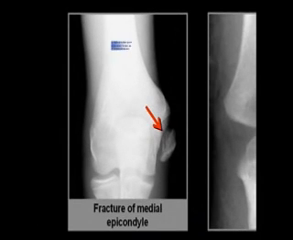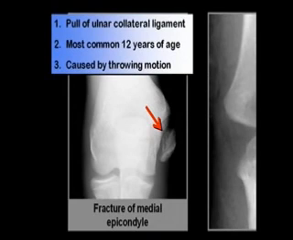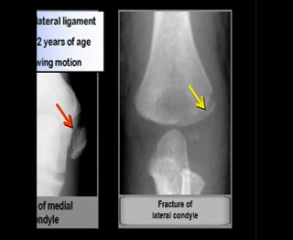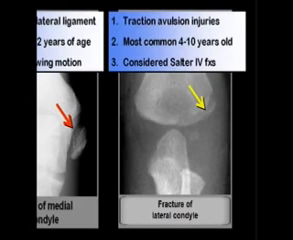These tend to occur because of pulls of the ulnar collateral ligament. They're most common around the age of 12, and they're frequently caused by a throwing motion, as in Little League play. This is a fracture of the lateral condyle of the elbow. These fractures are traction avulsion type injuries. They're most common around the age of 4 to 10 years, and they are considered Salter 4 fractures and may be associated with growth abnormalities.